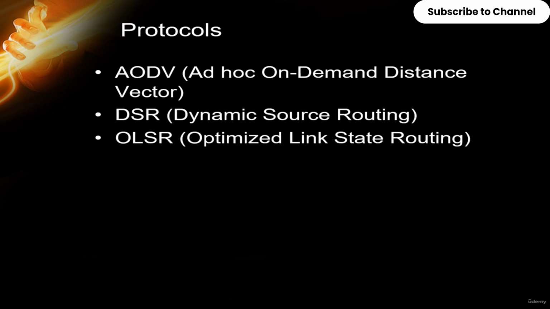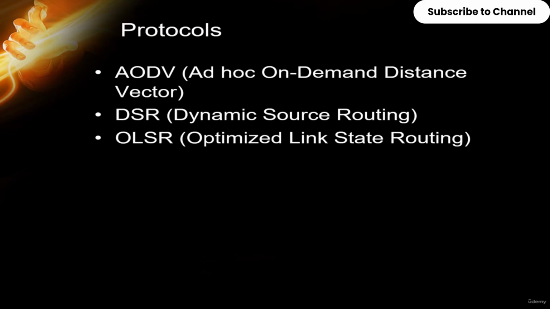The next protocol is the dynamic source routing protocol. The dynamic source routing protocol is another reactive routing protocol. It uses source routing, meaning a node maintains a route cache, which contains the source routes it has already learned. So it is a source routing protocol.